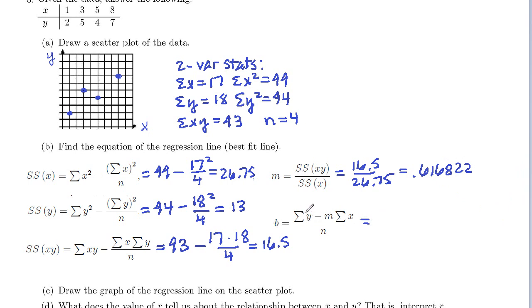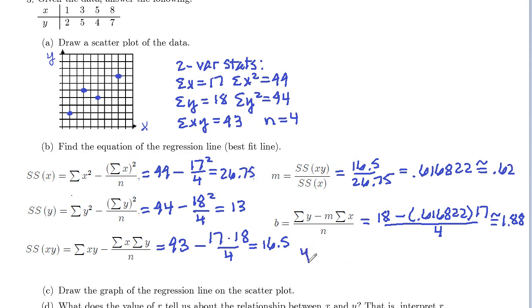So this is the sum of the y's, which is 18, minus our slope from up above, 0.616822, times the sum of the x's, that's 17, and then divide that whole thing by 4. Now this one we can go ahead and round. So here I get approximately 1.88. And so the slope we can round off to 0.62.